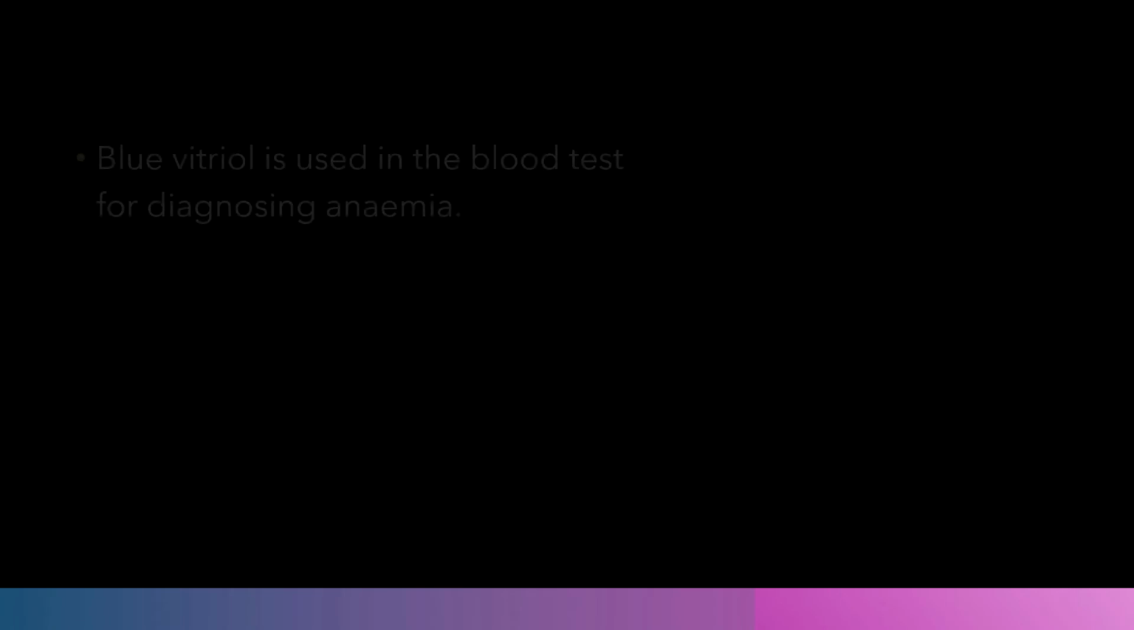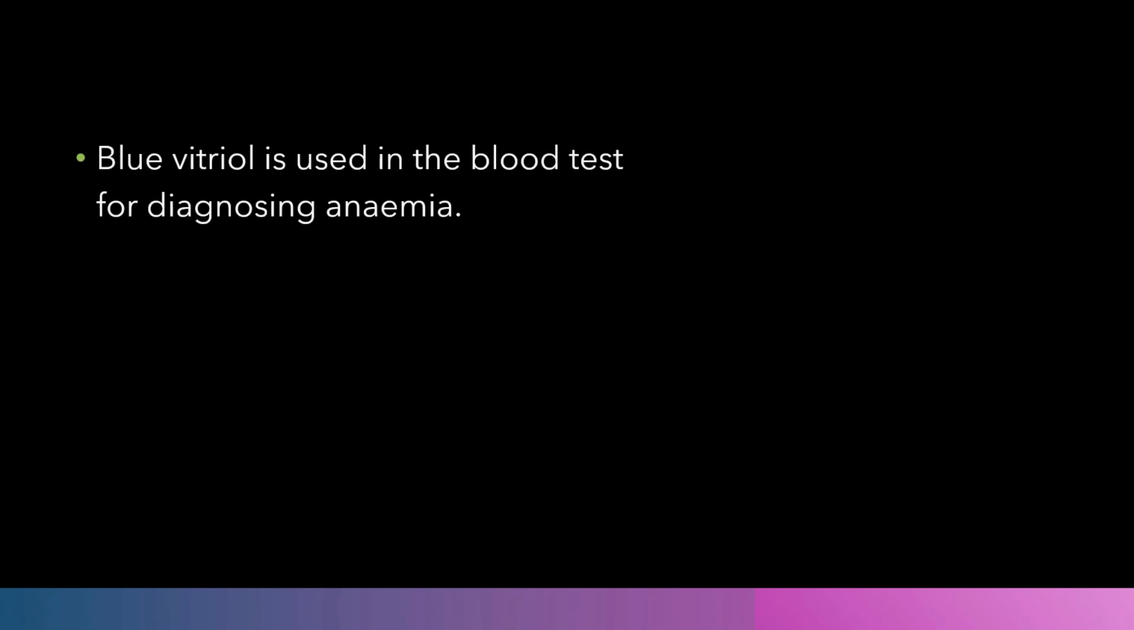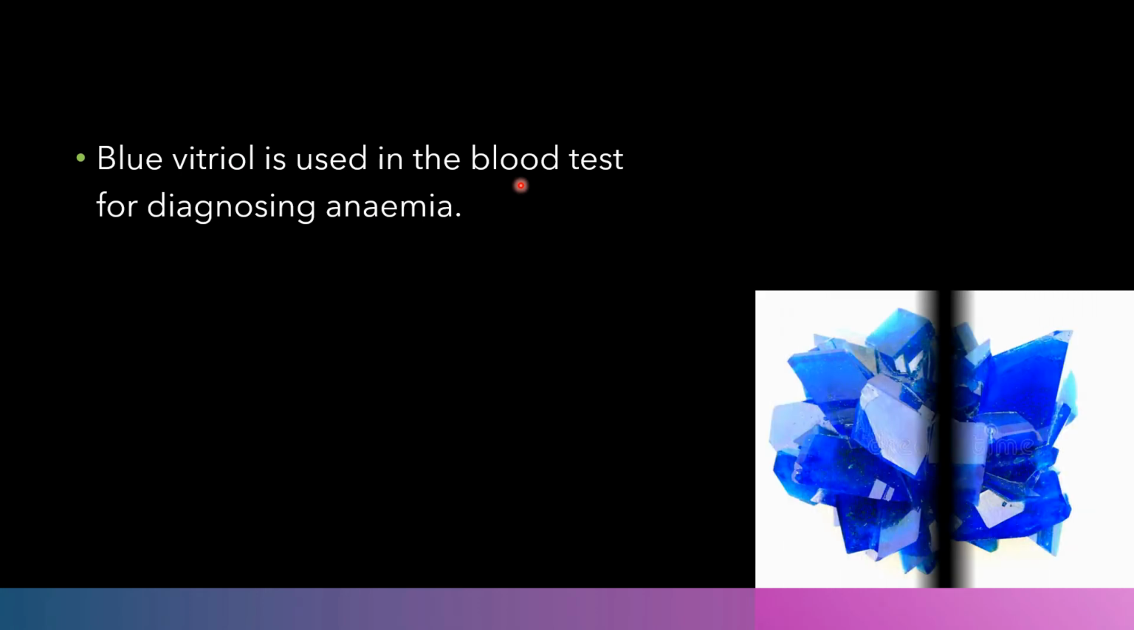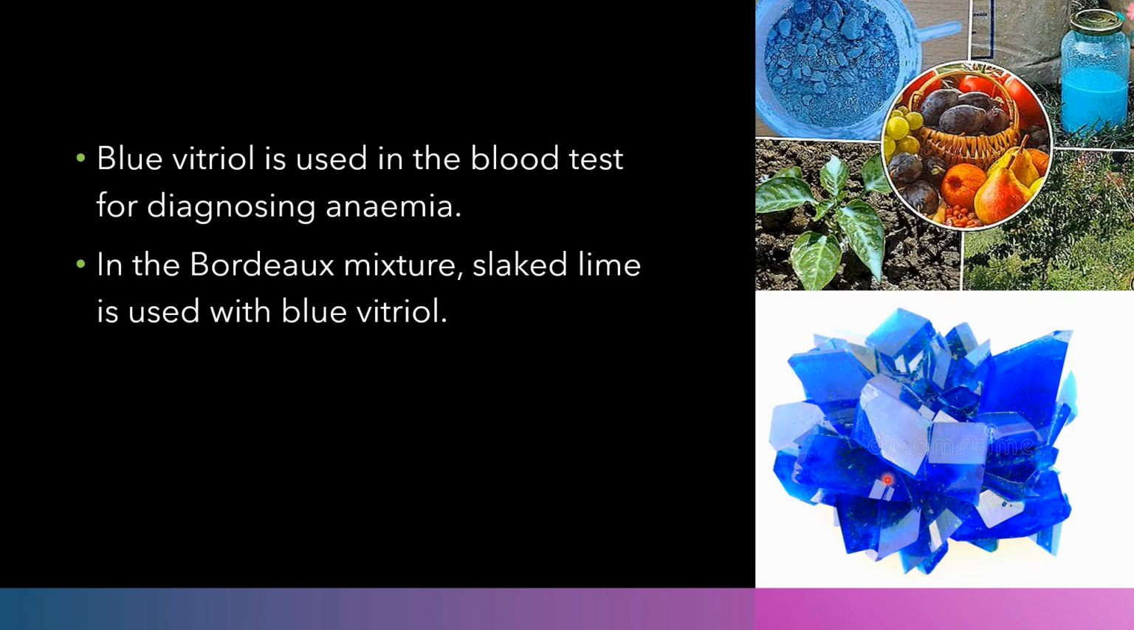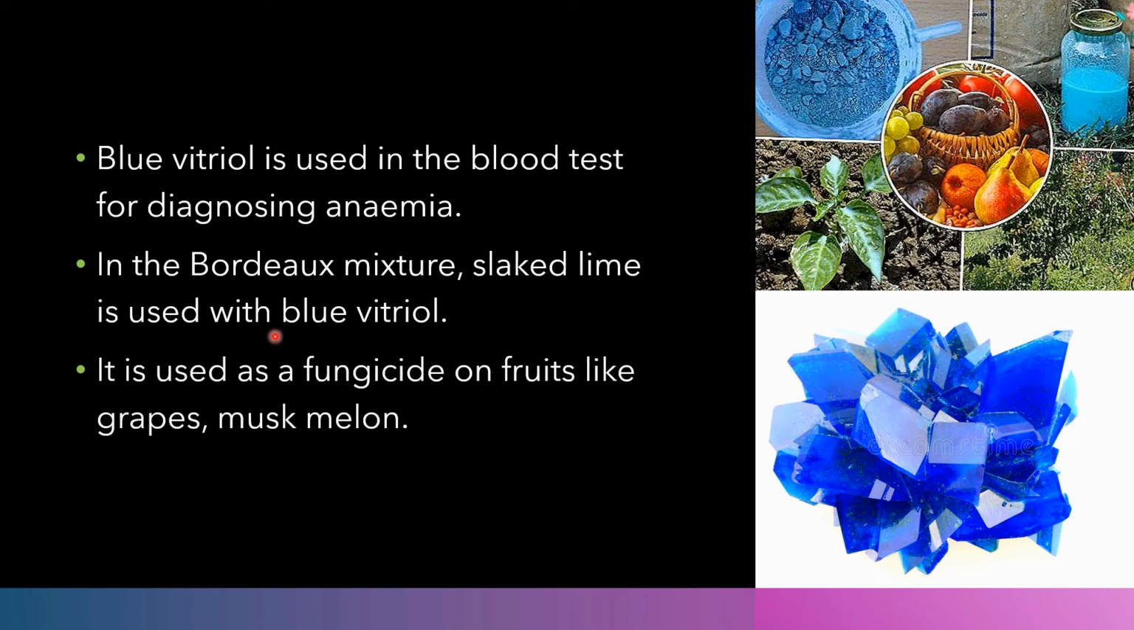Another important salt with water of crystallization is blue vitriol, which is a common name, and the chemical name is copper sulfate. It is used for blood test and also for diagnosing anemia. In the Borax mixture, slaked lime is used with the blue vitriol. They have an antifungal property. So they are used as a fungicide on fruits like grapes, muskmelon, etc.